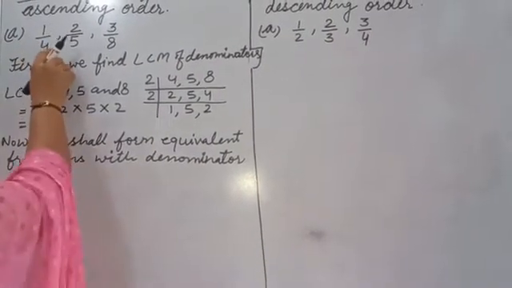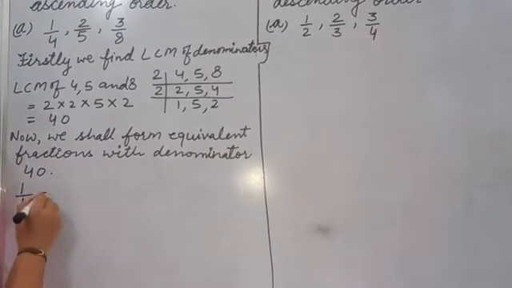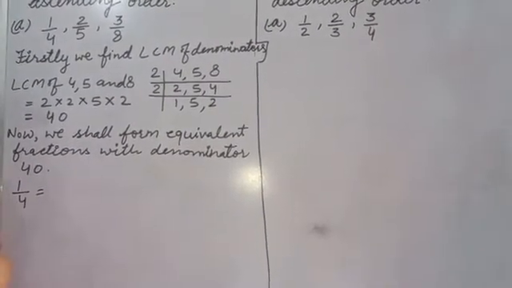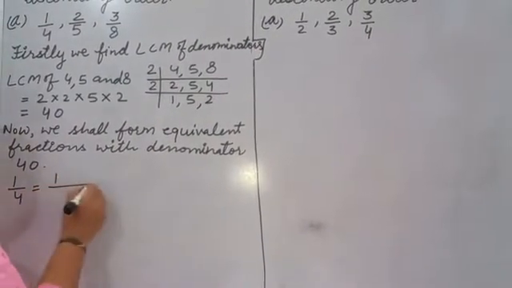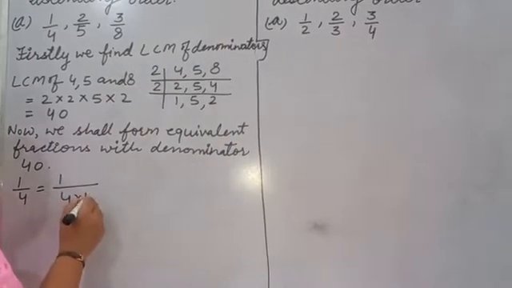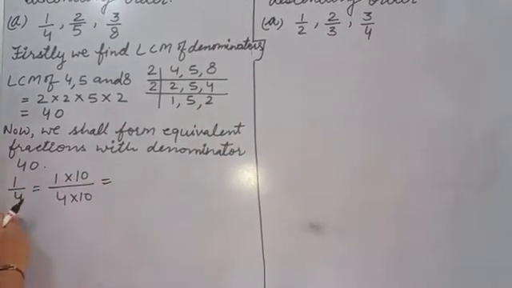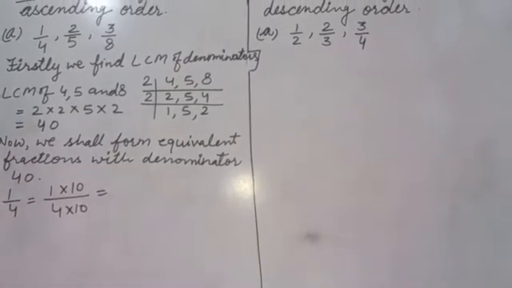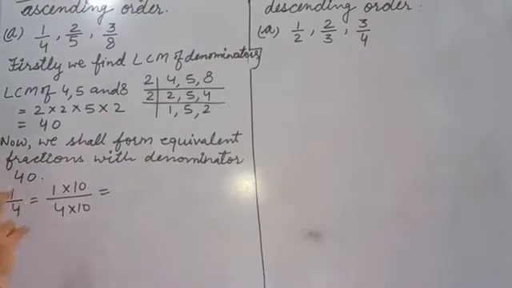So 4 will become 40. We take here fraction 1 upon 4. Now how can 4 become 40? Multiply by 10. 4 tens are 40. So 1 upon 4 multiply by 10. We should decide the table of denominator, in which table we have the LCM. Otherwise, second way we can see by divide.